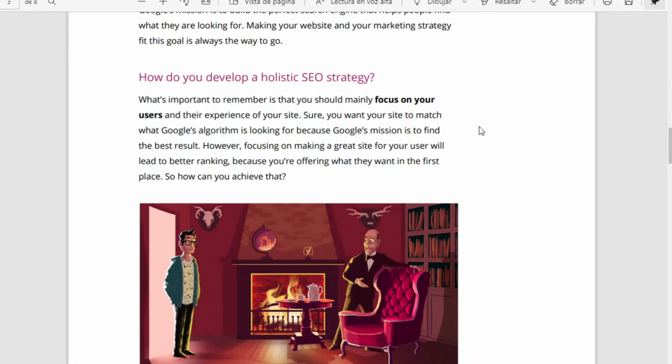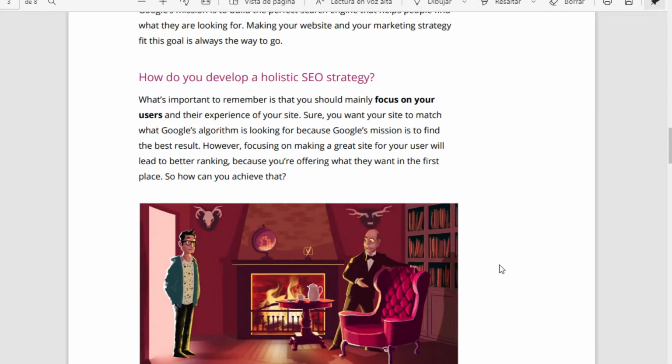How do you develop a holistic SEO strategy? What's important to remember is that you should mainly focus on your users and their experience of your site. Sure, you want your site to match what Google's algorithm is looking for, because Google's mission is to find the best result. However, focusing on making a great site for your user will lead to better ranking, because you're offering what they want in the first place.